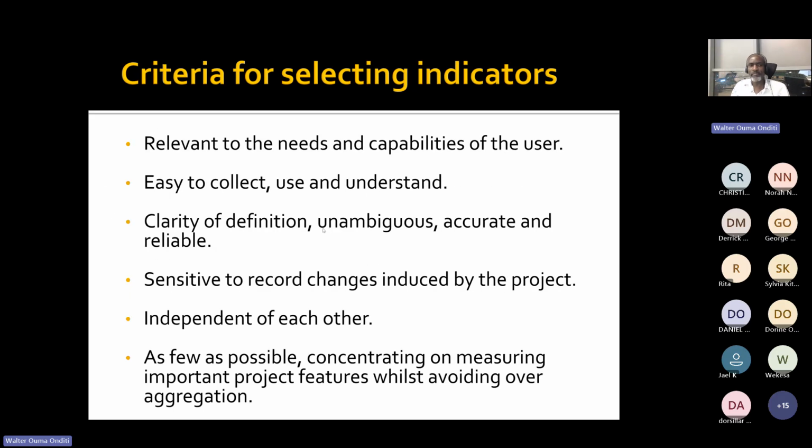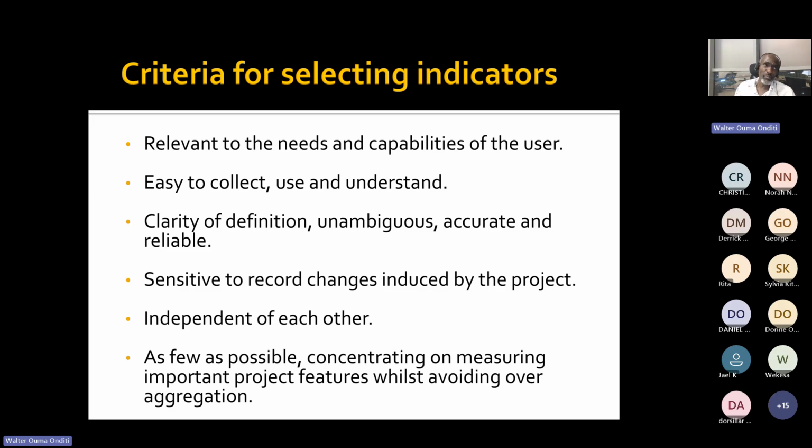Okay, criteria for selecting them. And this is where the word SMART indicators sometimes comes in. Relevant to the needs and capability of the user. In other words, it must really meet the purpose why you do it. Some projects have too many indicators and most of them become irrelevant. So we are saying, even for you to lead to that word SMART, meeting the needs and the capability of the user should be there. It should be easy to collect, use, and understand. There's no need of putting in an indicator that you will not have access to. Bear that in mind. And you're actually going to use it, and it is easy to understand.